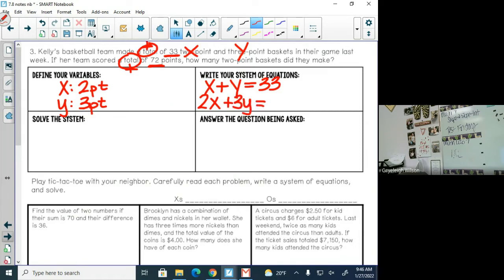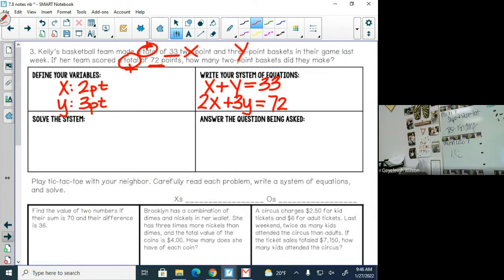And how many points did they get? 72. And that one's a little difficult because it doesn't tell you that it's 2x and 3y. You have to know because 2-point baskets are 2 points, 3-point baskets are 3 points, and they scored 72 points. You have to include the points on the x and y. That sounds awful. All right, I'm going to let you all solve that one.